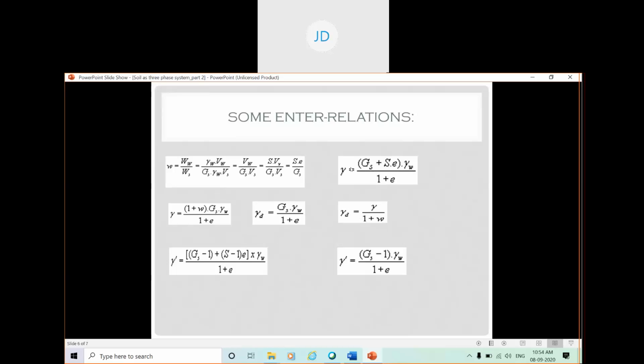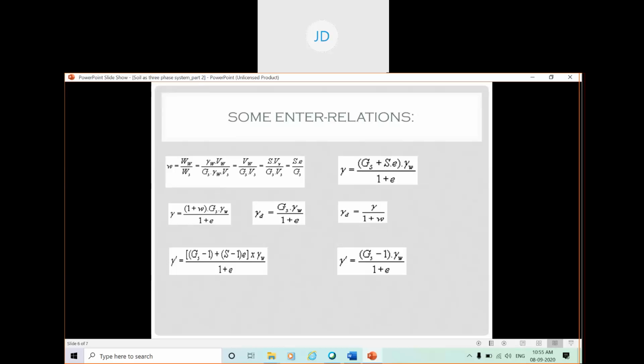From this bulk density or bulk unit weight, you can find out the dry density of soil. How can you find it? Just put S equal to 0. In the case of dry soil, the degree of saturation will be 0 since there is no presence of water. So if you put 0 here, this term will be neglected. So simply, directly, gamma w into capital Gs by 1 plus e. So you can see this formula: dry unit weight can be represented as specific gravity of solid multiplied by unit weight of water divided by 1 plus e.